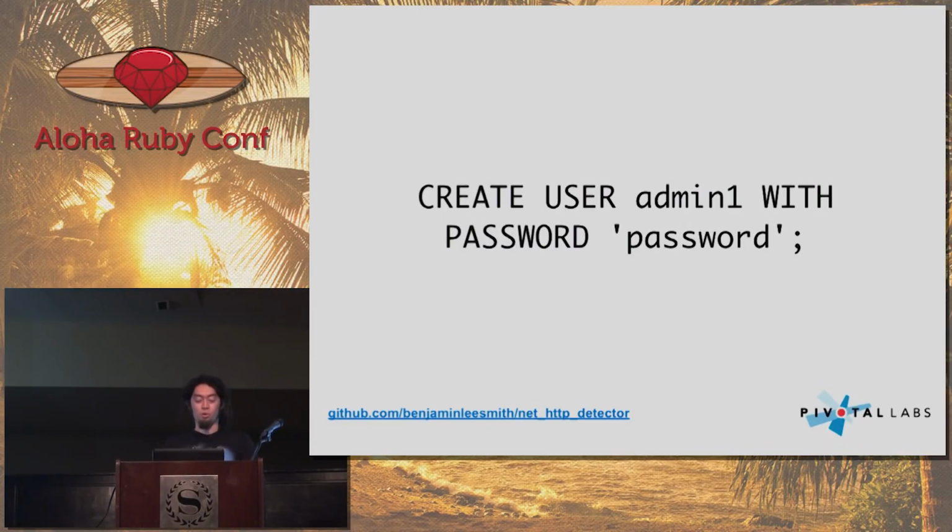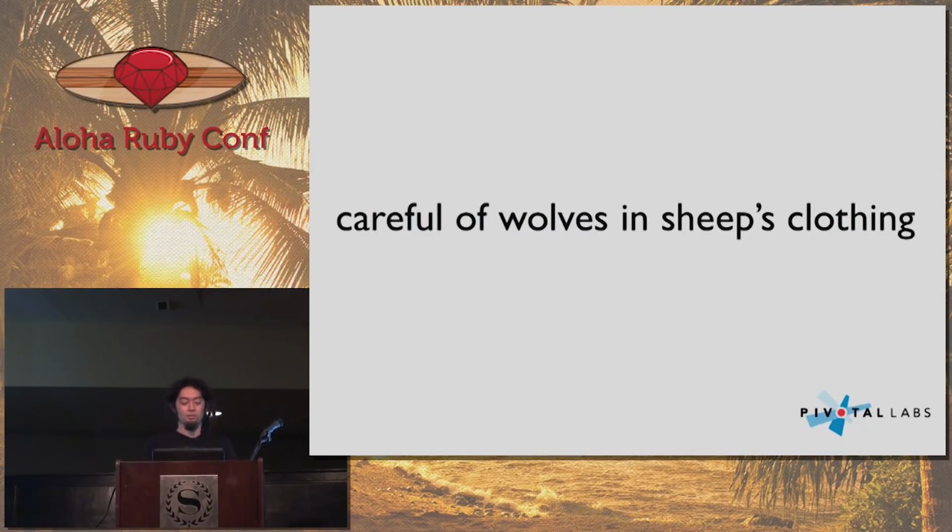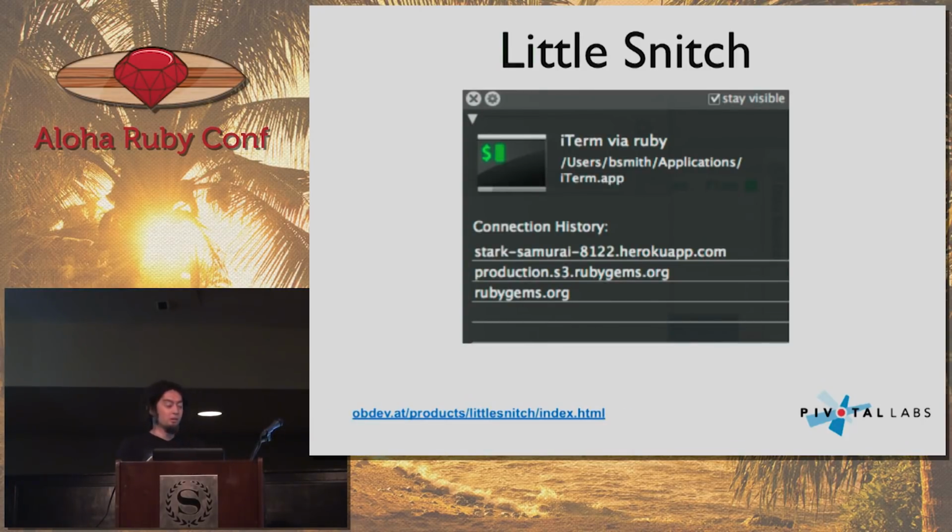So the moral of this story is be careful of wolves in sheep's clothing. If you actually want to do network monitoring, there are tools out there like Snitch. This one shows your network traffic from all your processes. So here you can see that iTerm is running Ruby, and Ruby made a request out to this Heroku app. This is definitely much more what you'd want to use rather than this net HTTP detector.